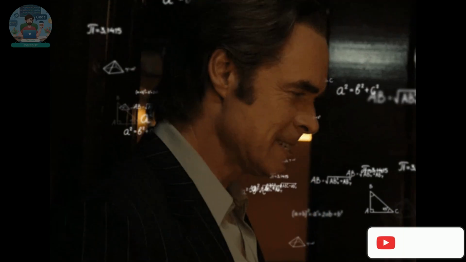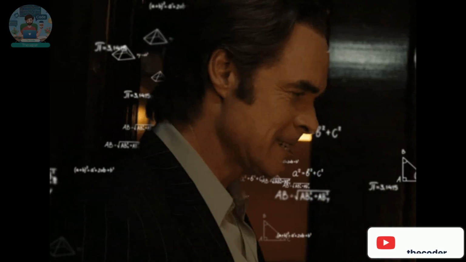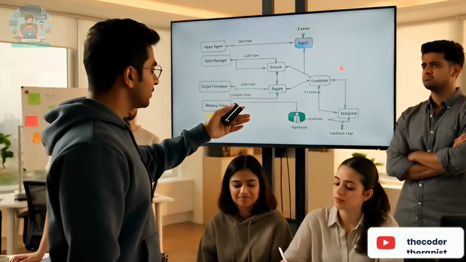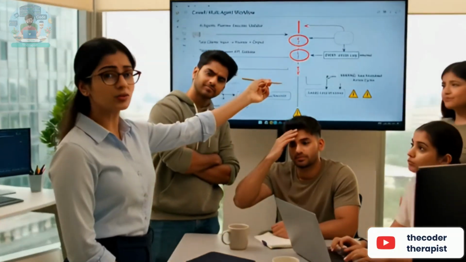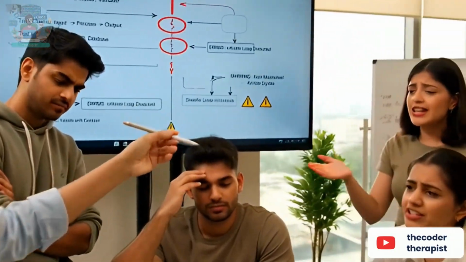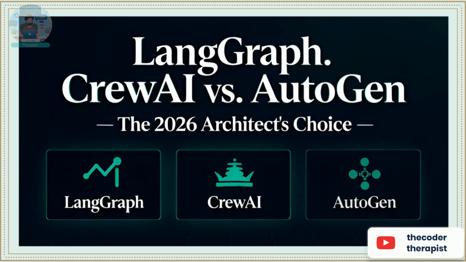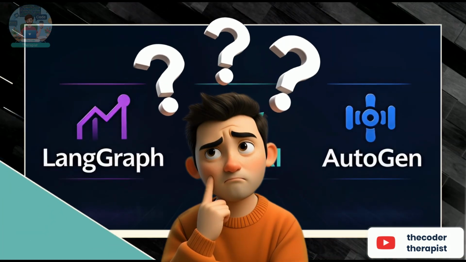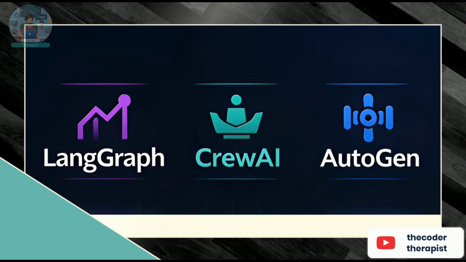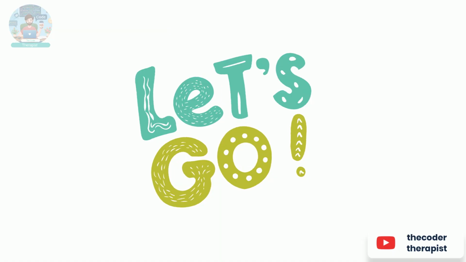6 months in, and you just hit the wall. Your CrewAI setup cannot handle stateful loops. Your LangGraph graph works, but nobody on the team understands it. Every one of these frameworks works. The question is, which one works for your problem? I have built production systems with all three. 3 questions, 6 minutes, let's go.